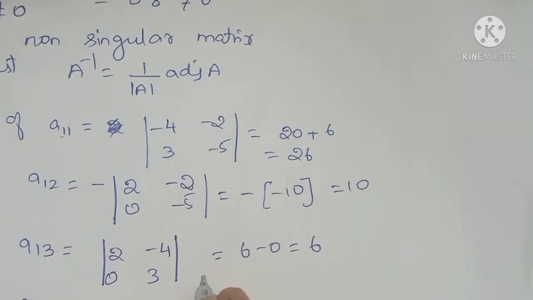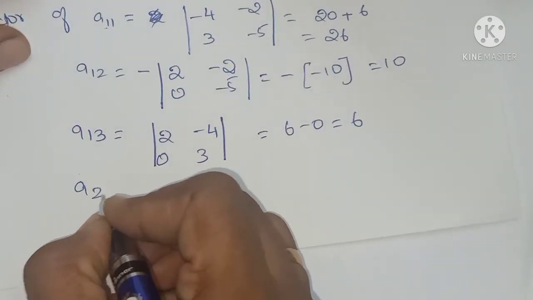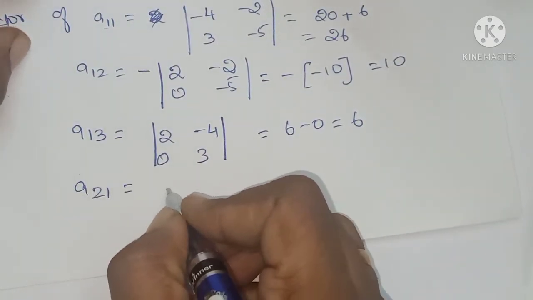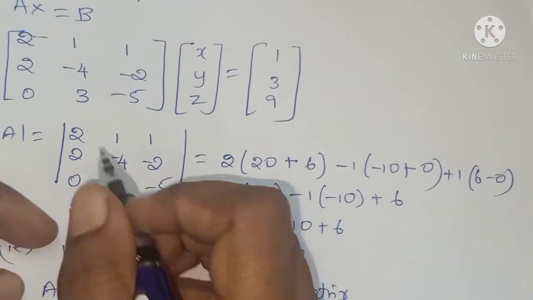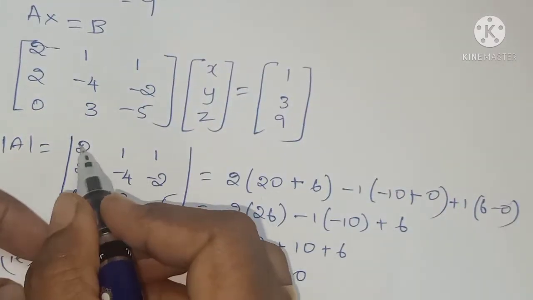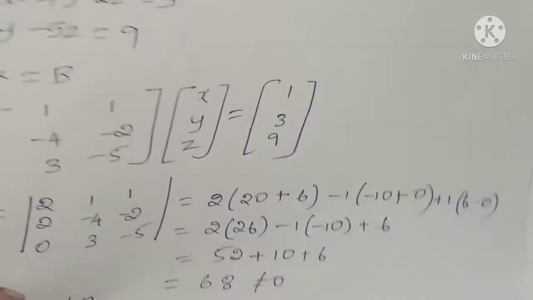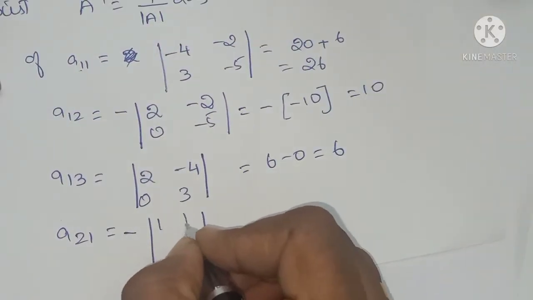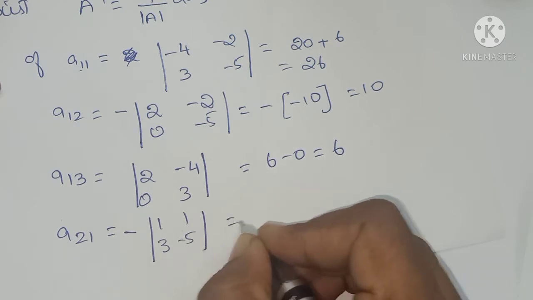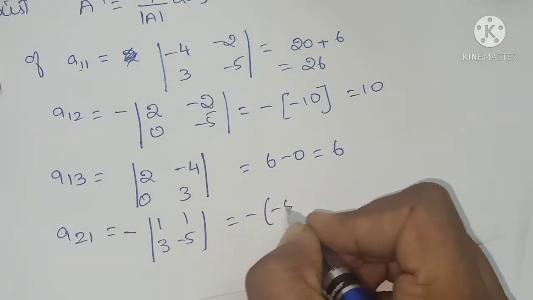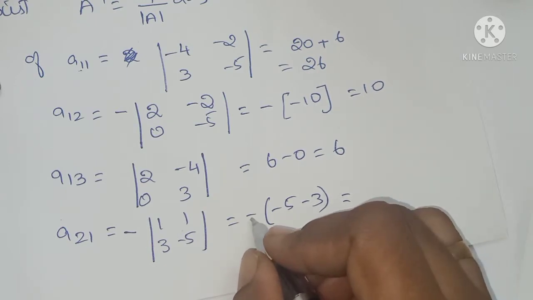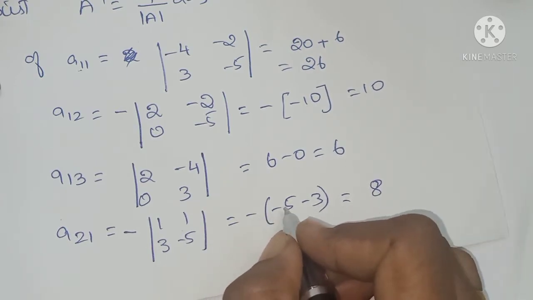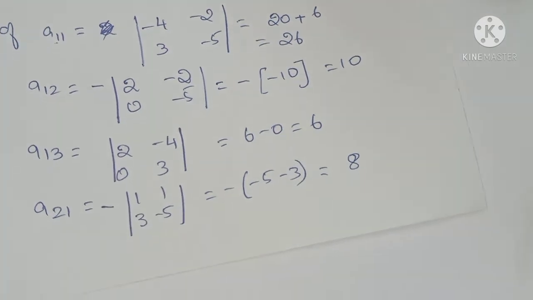Next one, A21. 2 plus 1 is 3. It is an odd number, so we will get a negative sign. So hide the second row and first column, we get 1, 1, 3, minus 5. So this is equal to minus of minus 5 minus 3. So this is equal to minus 8. So it is plus 8, minus into minus is plus. So plus 8.